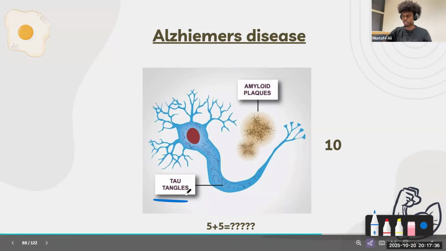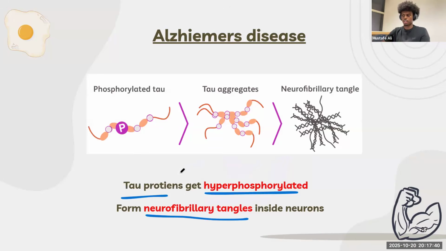Okay, so the neurofibrillary tangles form because there's this protein called tau. This tau protein gets hyperphosphorylated. Because it gets hyperphosphorylated, it gets really sticky. And because it gets really sticky, it'll stick onto one another, forming these neurofibrillary tangles, or these big chunks of tau protein. Did that make sense, Mohammed?